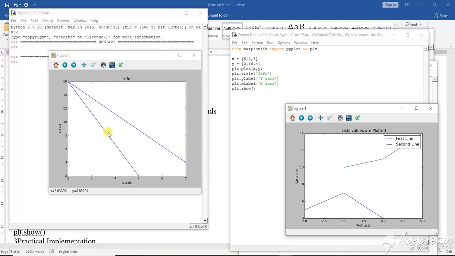Now here I have used only a single x and y phase to draw a graph. But here, two different segments or two different lines have been taken to draw the line graph in one single graph sheet. So this is how you can draw the graph and you can execute your graph.